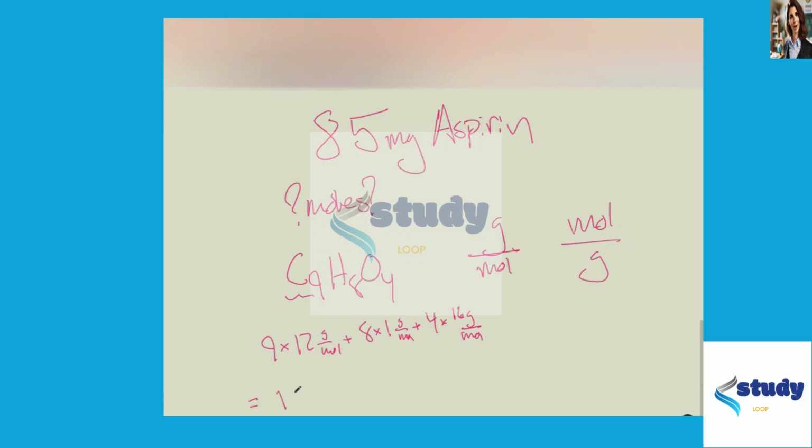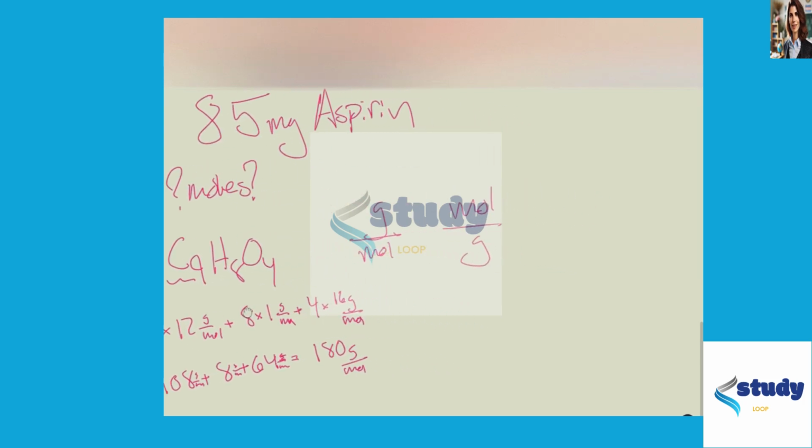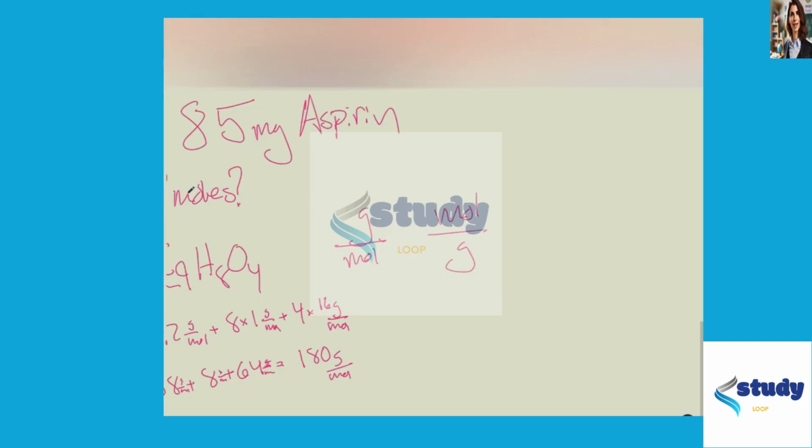108 plus 8 plus 64. I didn't do units, grams per mole. Okay, that looks like 180 grams per mole. Okay, that's the molecular weight of aspirin. Now we have 85 milligrams. Obviously, we're going to have to change that into grams because we know grams per mole, not milligrams per mole.